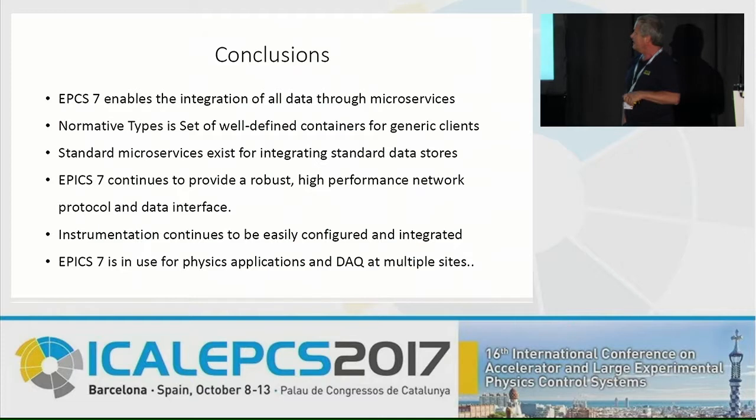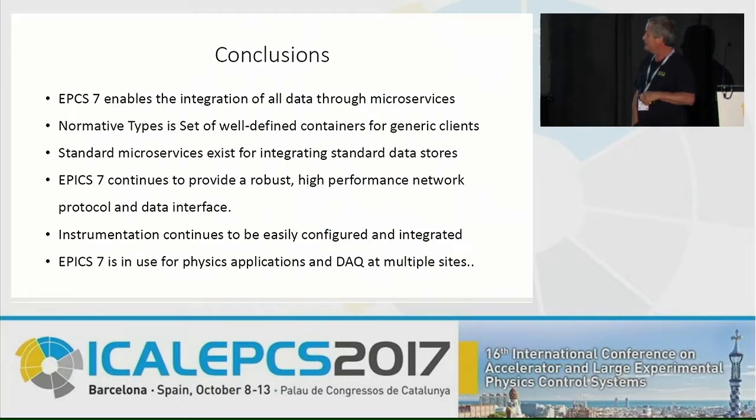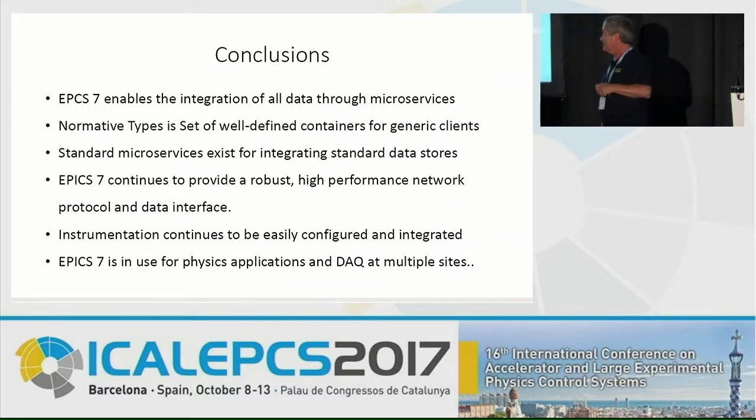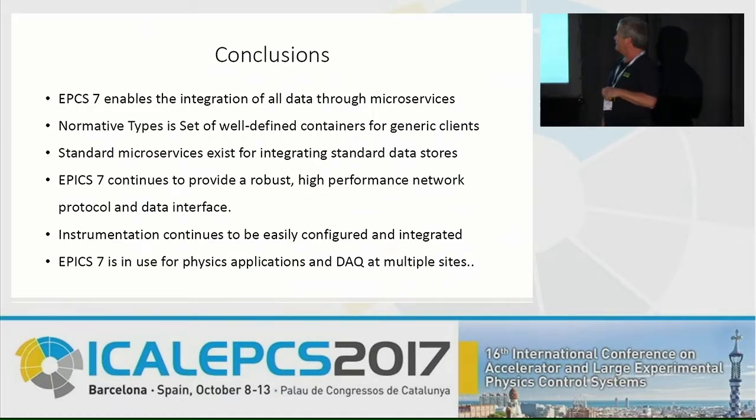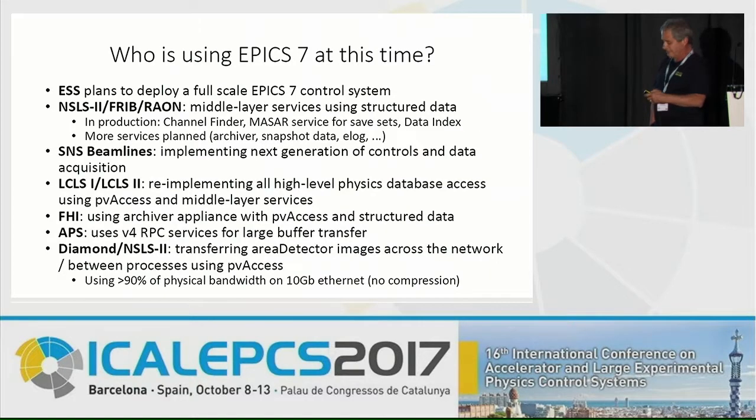So in conclusion, EPICS 7 enables the integration of all data through microservices. The normative types are there, so if you want a well-defined interface and common clients, you can use the normative types. We have standard microservices for integrating standard data stores like Control System Studio, Archiver. This continues to provide a robust, high-performance network protocol and data interface. The instrumentation continues to be easily configured and integrated. We're not writing code to integrate our data to add signals. And EPICS 7 is in use already for physics applications and data acquisition.